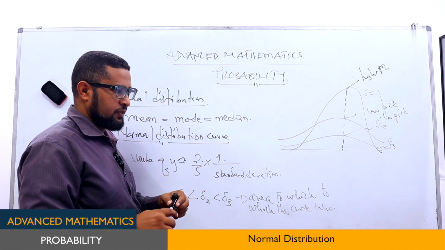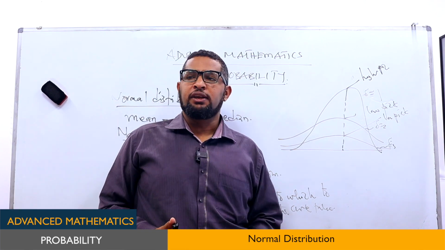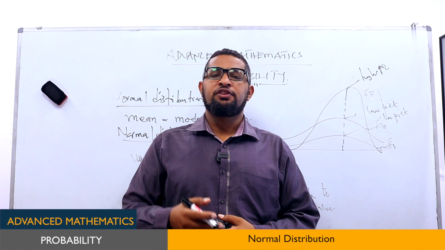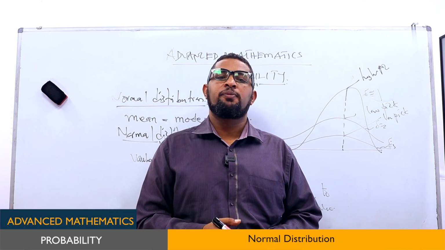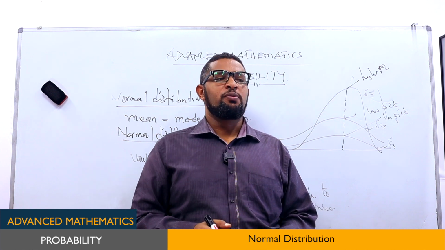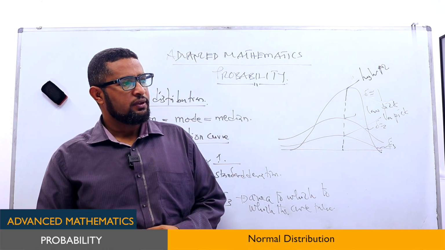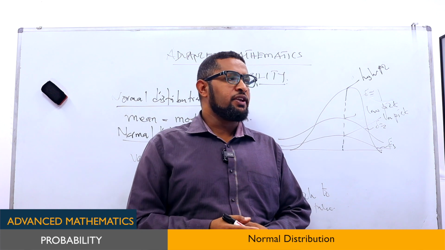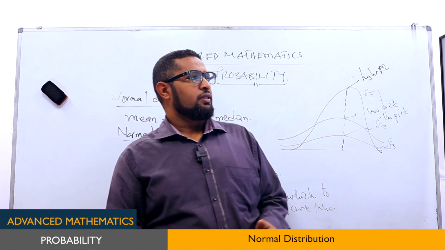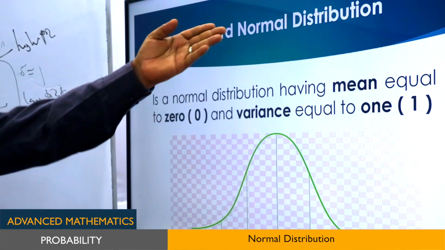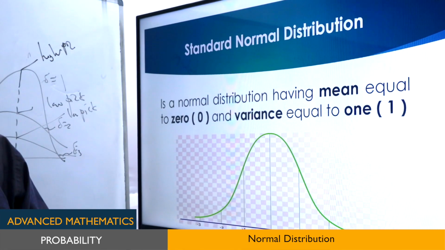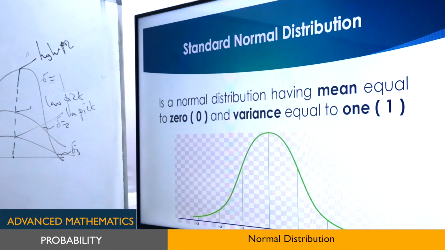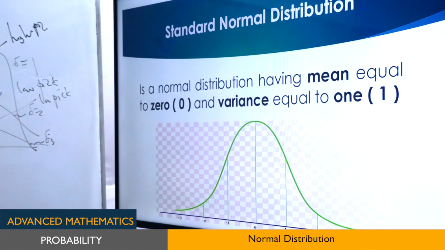Now, why are we learning normal distribution? Because it is used in solving different problems in special probability. But we have another thing. The one that we were discussing was normal distribution, but this one is standard normal distribution. When we say standard, we mean it is standard throughout.